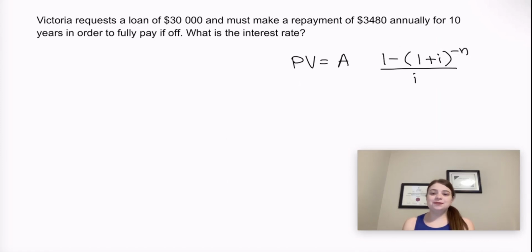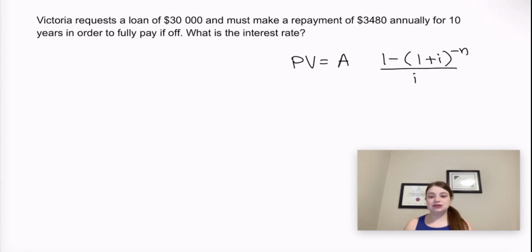So today we're going to be answering this question about how much the interest rate is given the situation of an annuity. Victoria requests a loan of $30,000 and must make a repayment of $3,480 annually for 10 years in order to pay it off. What is the interest rate?